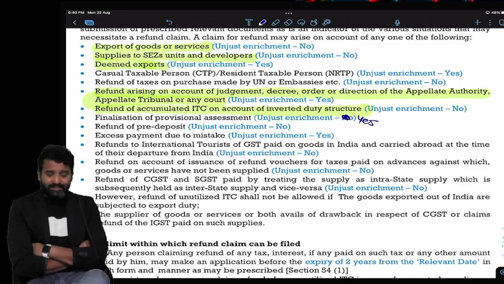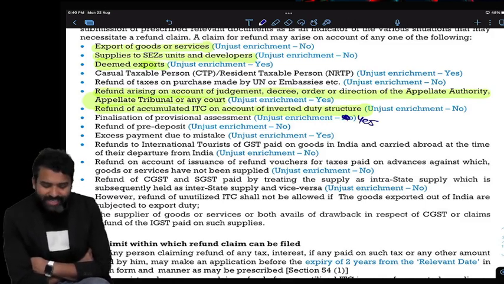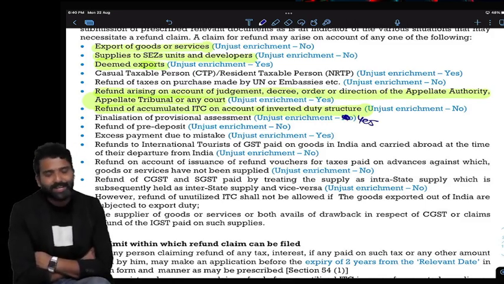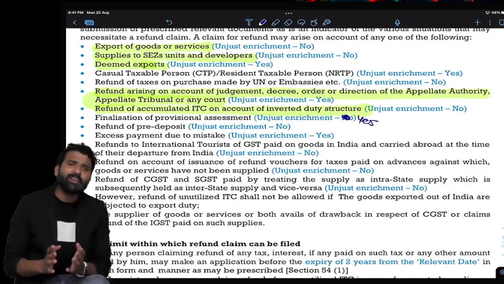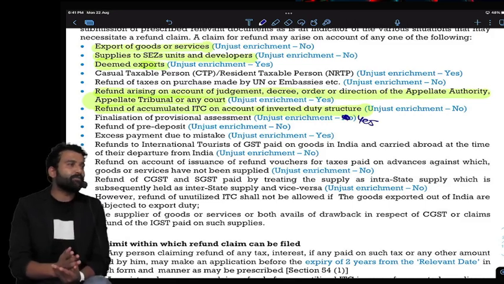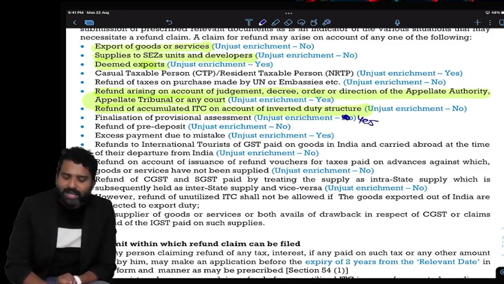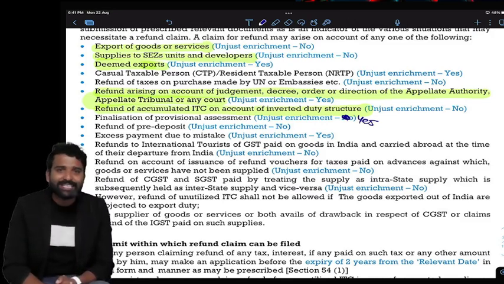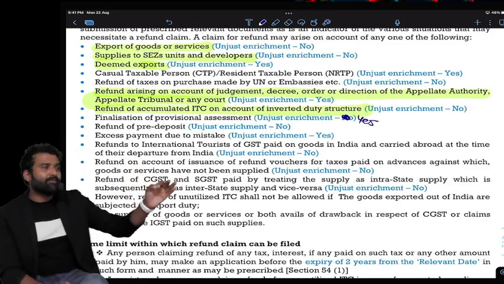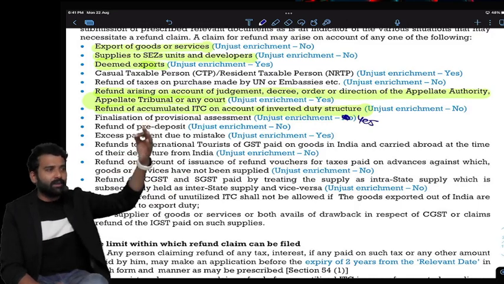Next reason where I can claim the GST refund is refund to international tourists for GST paid on goods in India and carried abroad at the time of their departure from India. Globally, there are a lot of countries giving GST refunds when tourists are bringing goods abroad. So they can claim an IGST refund for that. That refund is claimed at the departure airport.